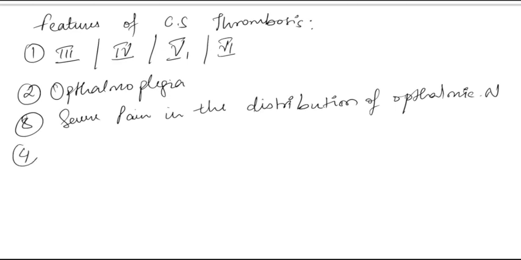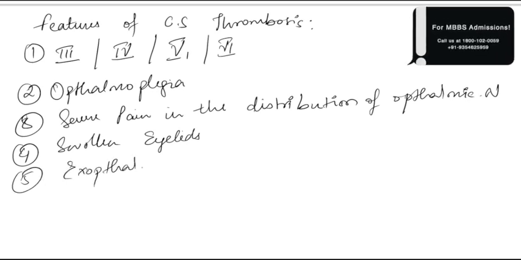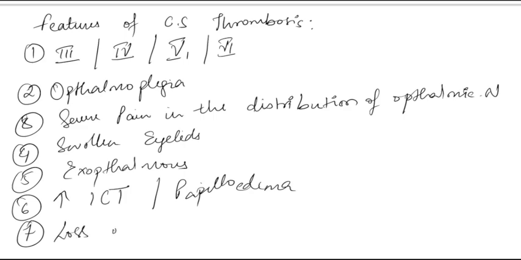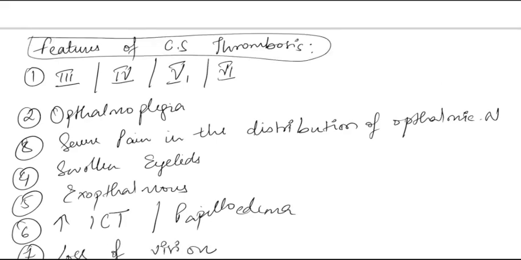And then we have swollen eyelids. Next we have exophthalmos. Then we have increased intracranial tension, papilloedema. The last is the loss of vision. These are the features of cavernous sinus thrombosis.